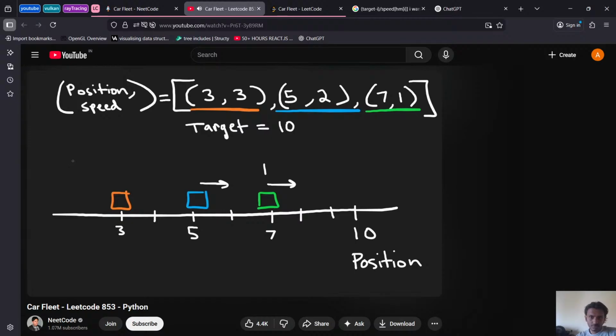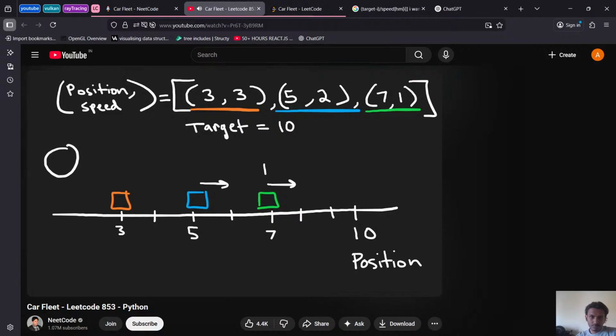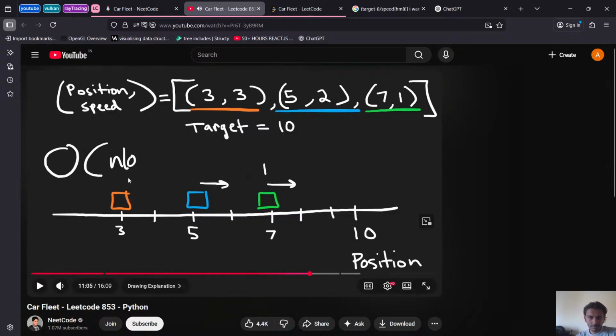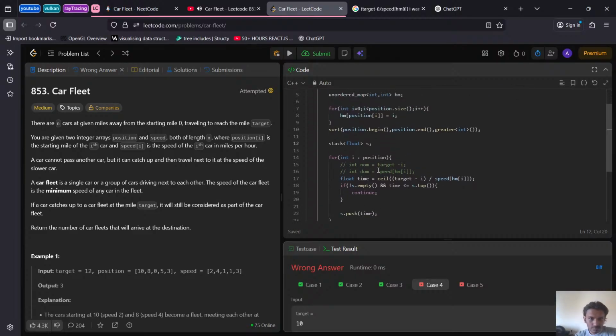Okay, so before we get into the code, just to mention the overall time complexity of this portion of the algorithm, where we're actually going through the cars, is big O of n. But of course we have to sort the input based on the position, so the overall time complexity ends up being n log n, and the extra space is just going to be big O of n because we're going to be creating a separate array.